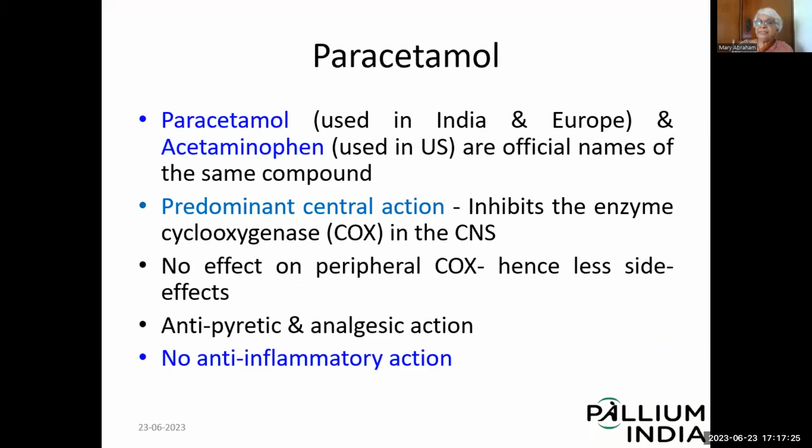And because of that, the side effects are much less as compared to the NSAIDs, because NSAIDs act on the peripheral COX. So it is basically an antipyretic and analgesic action. It does not have an anti-inflammatory action. So that is a drawback of paracetamol.